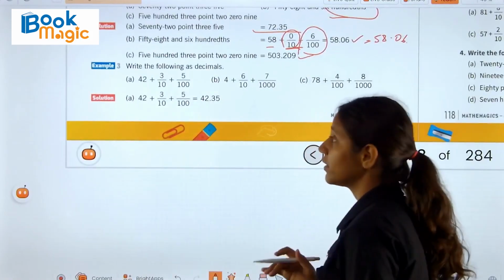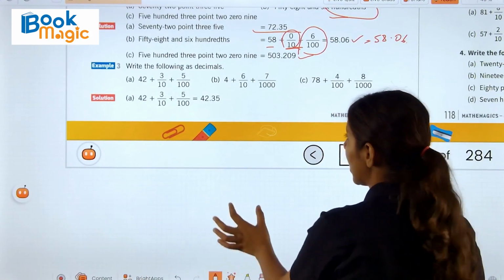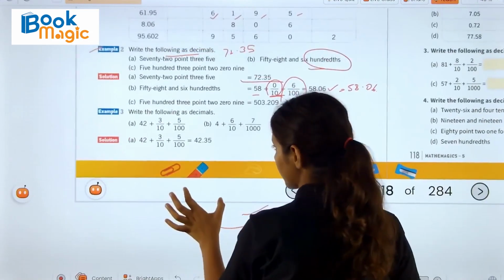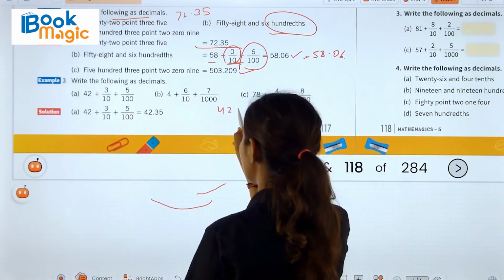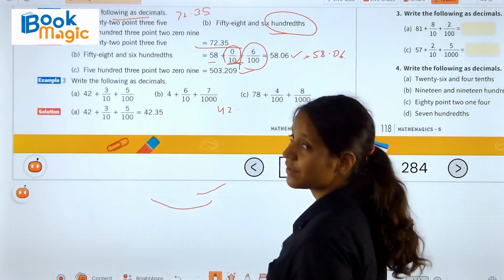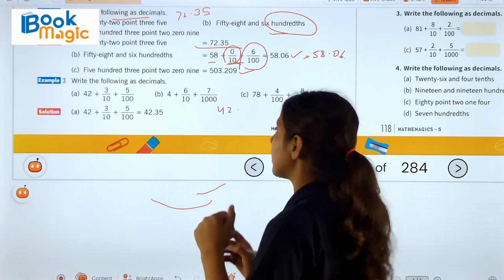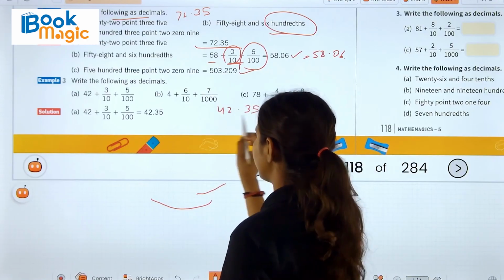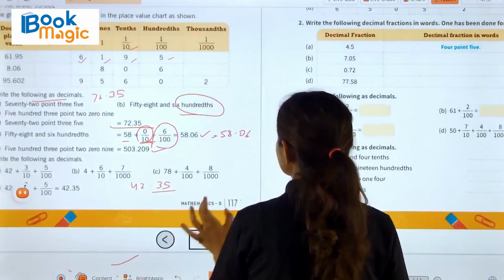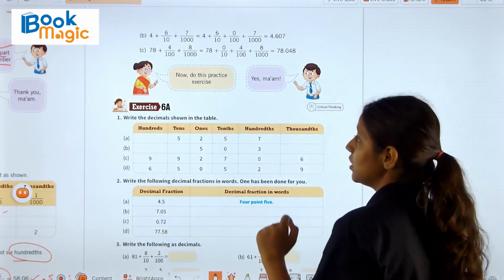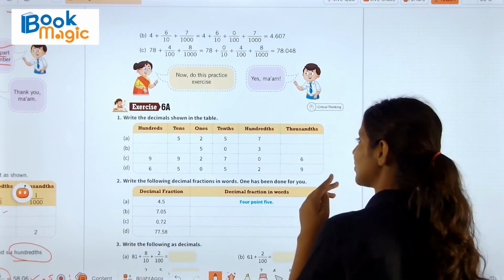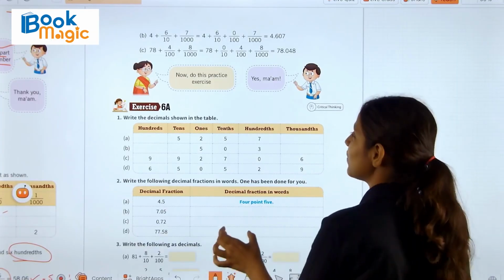Now we have example number 3. Write the following as decimal. So, how we will write here? See the solution. 42 plus 3 by 10 plus 5 by 100. That means 42 is the whole number. And 3 and 5 is the 10th and 100th. So, it's 42.35. Okay. This is how you will write the values, the answer. Then teacher is saying, now do this practice exercise. Student reply, yes ma'am. So let's do this practice exercise.